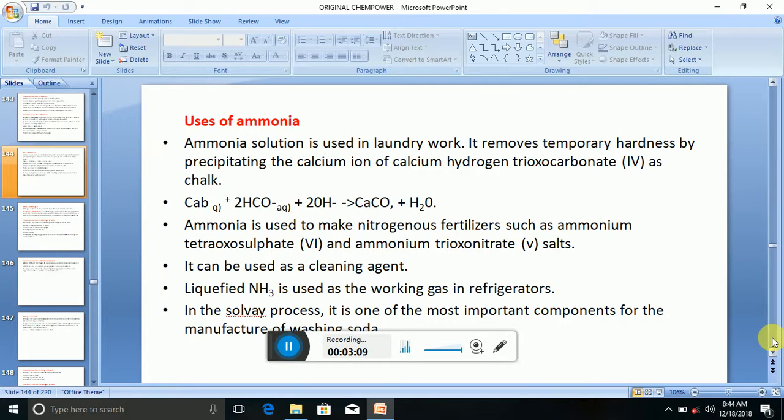Now let's look at the uses of ammonia. Ammonia solution is used in laundry work. It removes temporary hardness by precipitating the calcium ion of calcium hydrogen trioxocarbonate 4 as chalk. Ammonia is used to make nitrogenous fertilizers such as ammonium tetraoxosulfate 6 and ammonium trioxonitrate 5 salts. It can be used as a cleaning agent. Liquefied ammonia is used as the working gas in refrigerators. In the Solvay process, it is one of the most important components for the manufacture of washing soda.